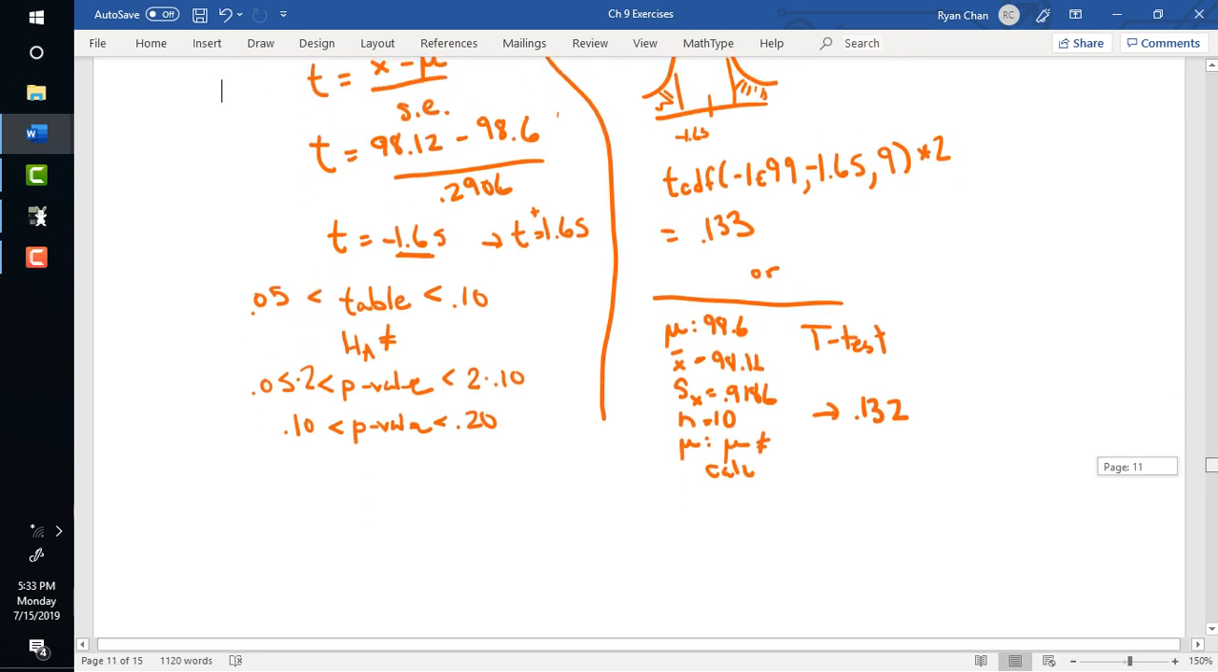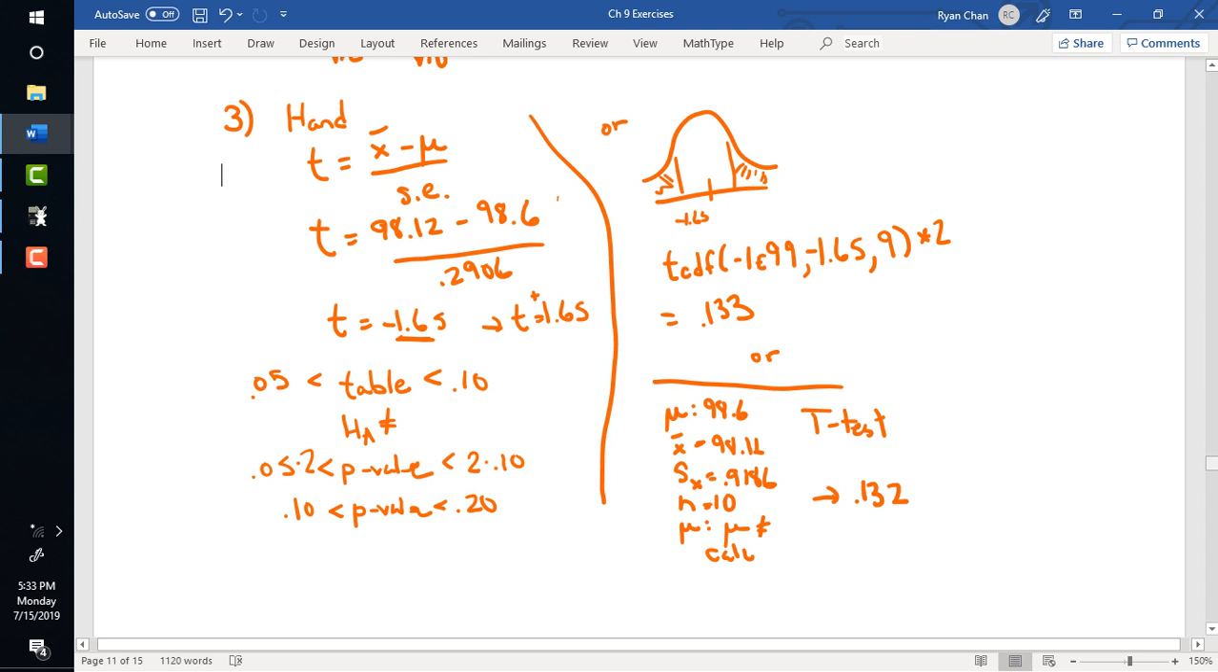So what do we do here? Okay, and one last thing. You pick one of those 3 methods, okay, for part 3. You do not do all 3. I don't want you to do that. You're going to waste a lot of time. So you can do it by hand, or you could do tcdf, or you can do t-test. I don't care which one you use, okay?